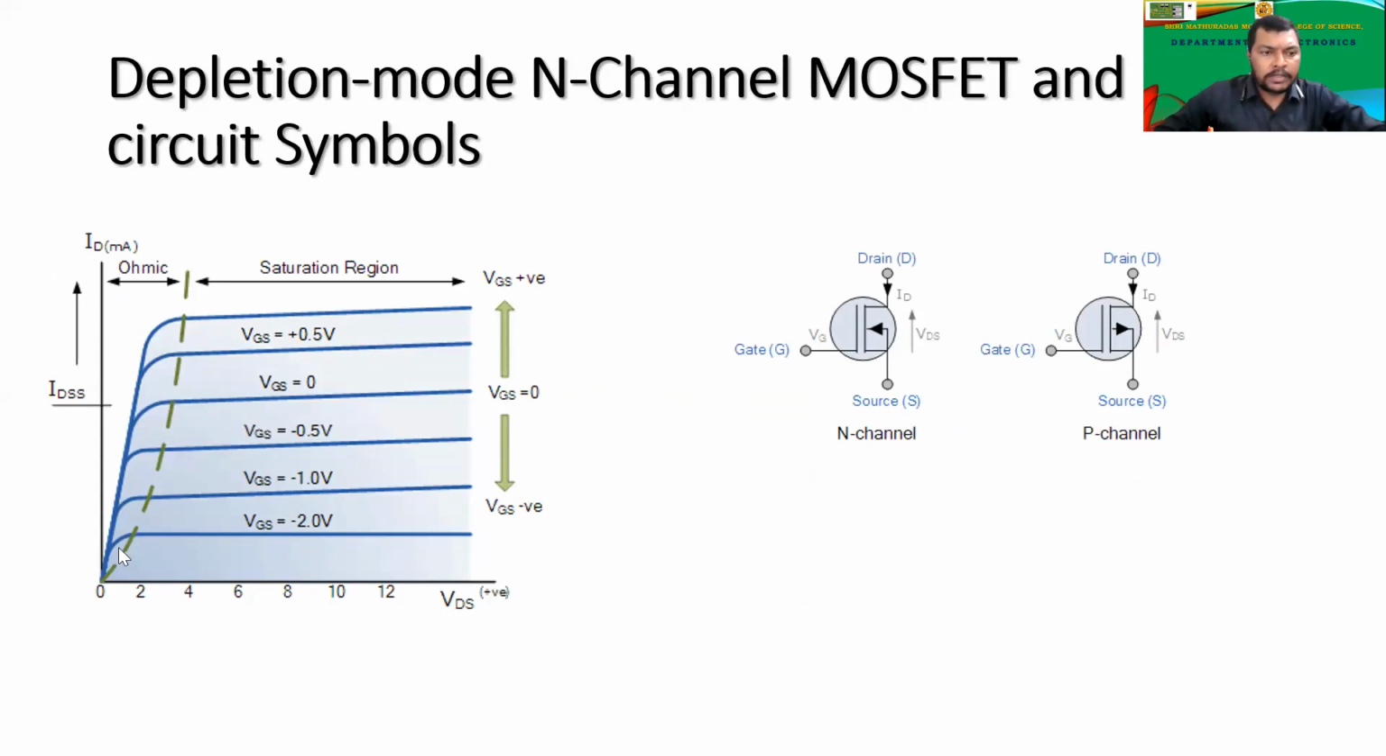Yeah, so what I mean to tell you over here is, as you go on increasing the VGS from -2, -1, -0.5, 0 volt and 0.5 volt, you will be able to see that the ID current also increases. So we are going to give both the potentials, positive as well as negative potentials, in this depletion type.